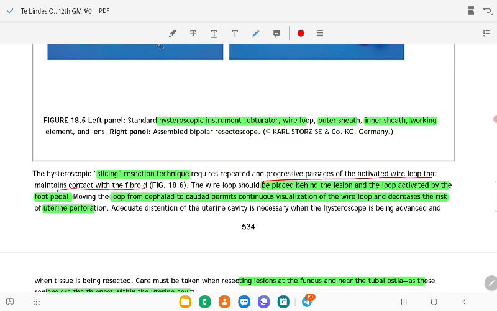The hysteroscopic slicing resection technique requires repeated progressive passage of the activated wire loop that maintains contact with the fibroid. Always remember, the wire loop should be placed behind the lesion and the loop is activated by the foot pedal. Movement is always from cephalad to caudal, which permits continuous visualization of the wire loop and decreases the risk of uterine perforation.